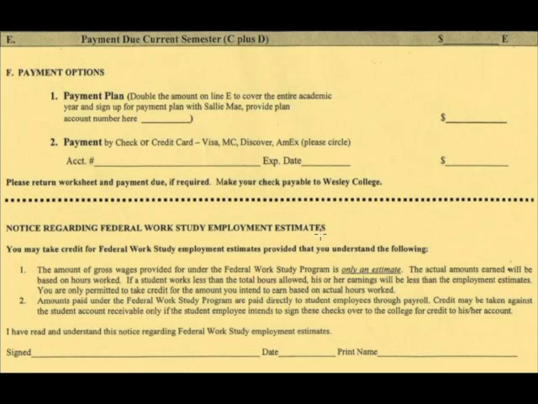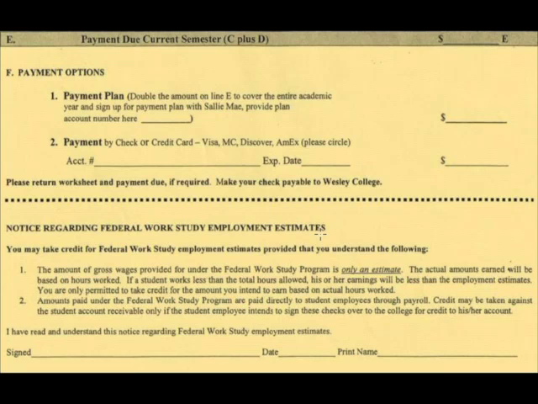If you look under the payment options, the first one says the payment plan. And it says to double the amount on line E. Circle, underline, star that word double. Again, we're going to ask you to only pay for the semester, but we want you to plan for the year. So when you get on that payment plan, you really need to have the full year covered.